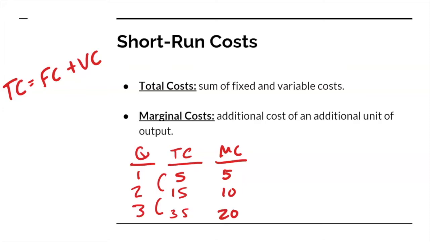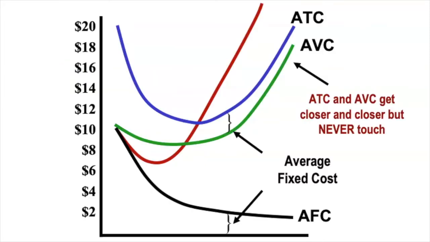Here, I said that the most important curves are going to be our marginal cost, which is in red, which got cut off, our average total cost, our average variable cost, and our average fixed cost. The 2 things I wanted to point out here are that the average total and the average variable cost get closer and closer but never touch. They are what we're going to call asymptotes.